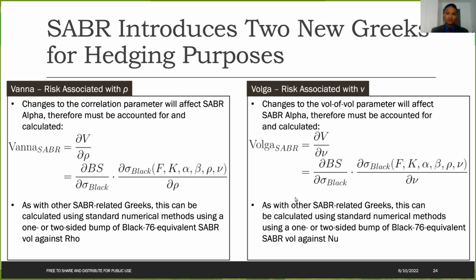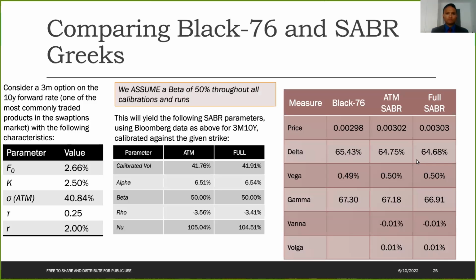This again is straightforward to understand. This is straightforward to calculate. These things you can figure out. This is really just Vega, and these are numerical terms that, again, the code does for you. So can we compare Black 76 and S-SABR Greeks? Well, absolutely. It's quite straightforward to do.